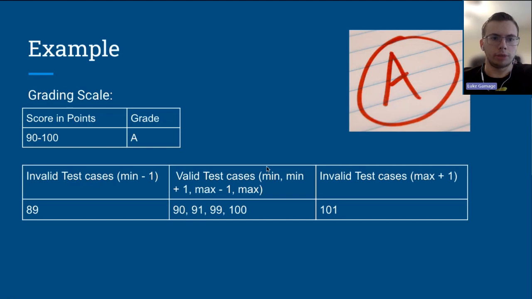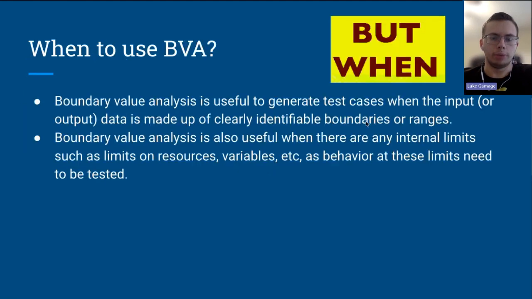So with that in mind, when do we use boundary value analysis? When do we want to use this black box testing method? Well, boundary value analysis is useful to generate test cases when the input or output data is made up of clearly identifiable boundaries or ranges. Boundary value analysis is also useful when there are any internal limits, such as limits on resources, variables, etc., as behavior at these limits needs to be tested.